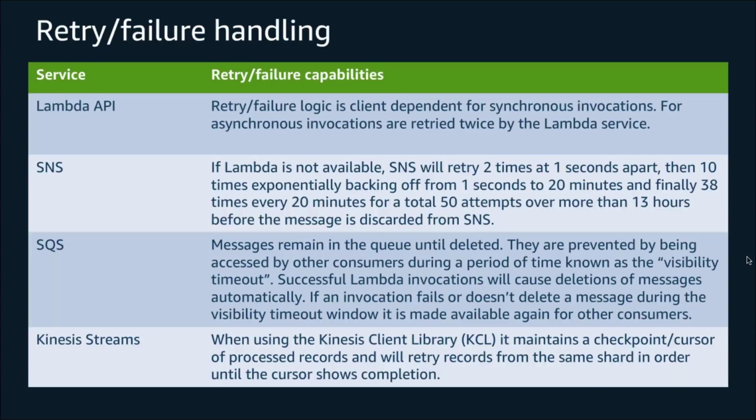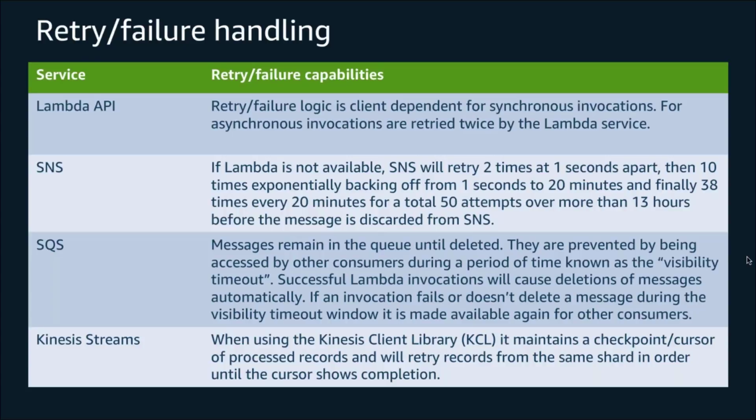And then lastly, with Kinesis streams, the way that it works in the Lambda service is that when it's using the Kinesis client library, the KCL maintains a checkpoint or a cursor against the data that is in a given shard, such that if there's any failures in the processing of that, it will essentially replay the same data point over and over again until the KCL has reported back success in processing those records. And so in this case, the retry and failure handling is built into the Kinesis stream.